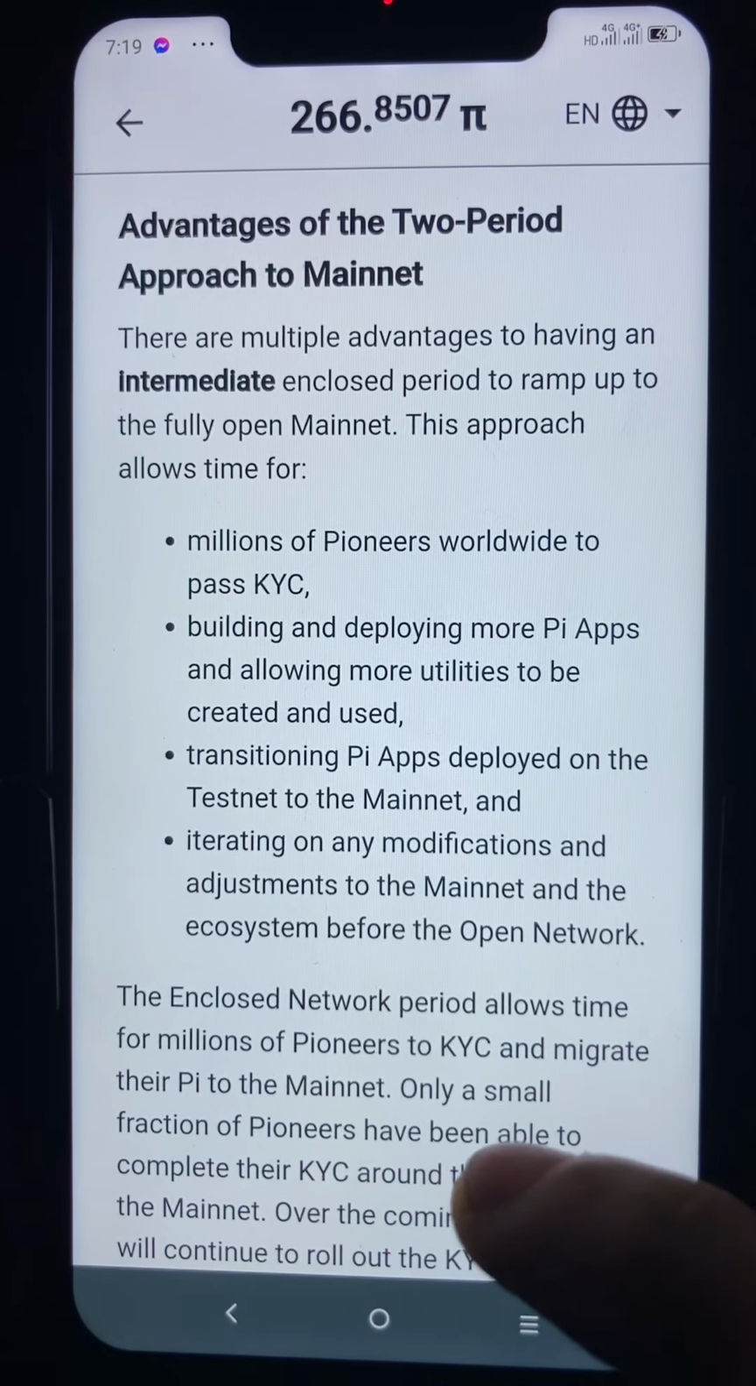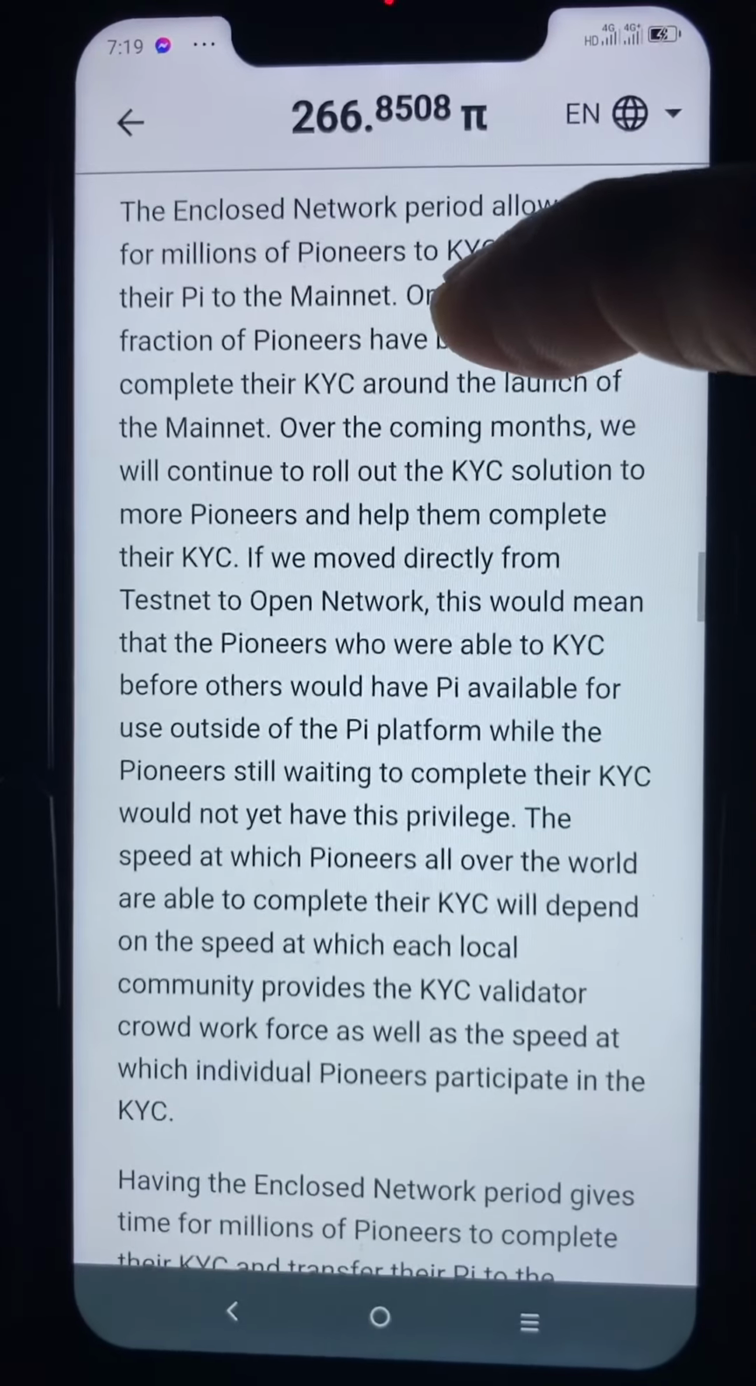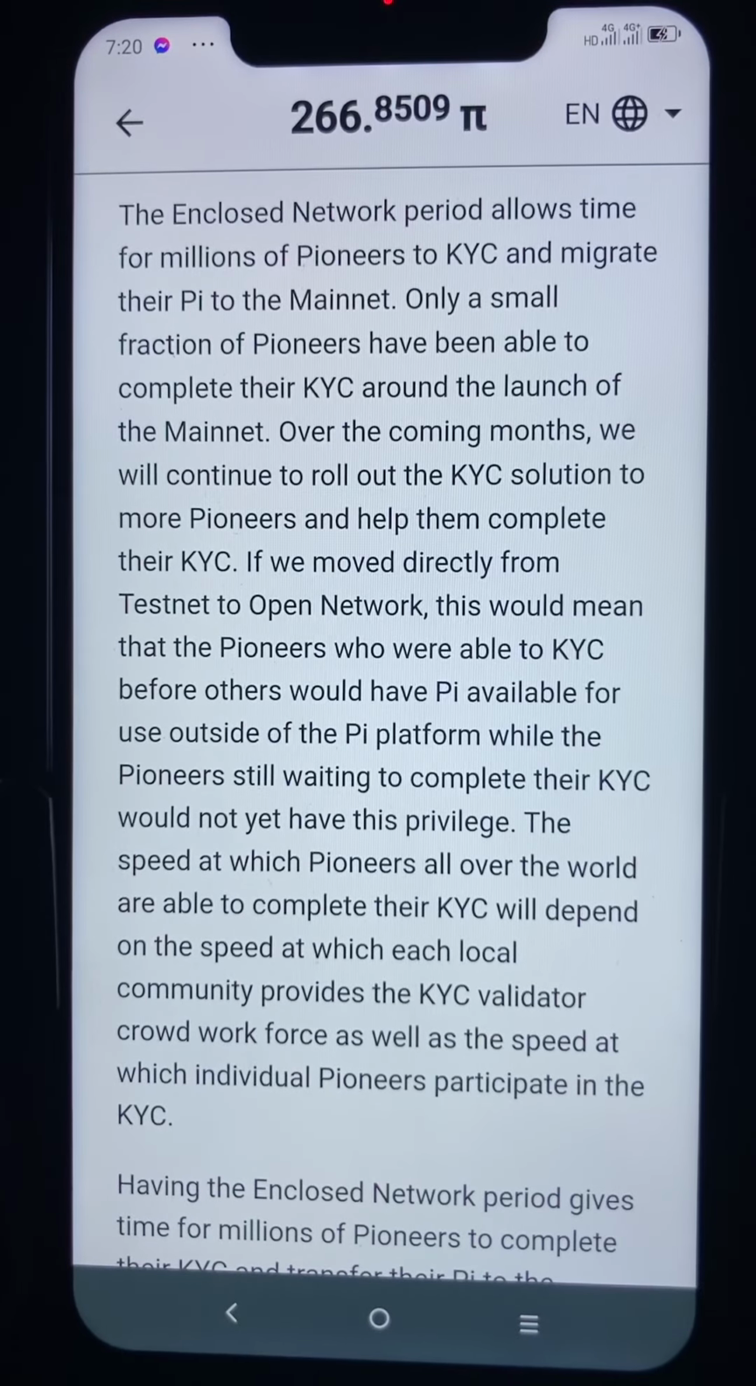Alright, so basahin pa natin ulit. The enclosed network period allows time for millions of pioneers to KYC and migrate to the Pi network, migrate their Pi to the mainnet. Only a small fraction of pioneers have been able to complete their KYC around the launch of the mainnet. Over the coming months, we will continue to roll out the KYC solution to more pioneers and help them complete their KYC. If we move directly from testnet to open network, this would mean that the pioneers who were able to KYC before others would have Pi available for use outside the Pi platform, while the pioneers still waiting to complete their KYC would not yet have this privilege.